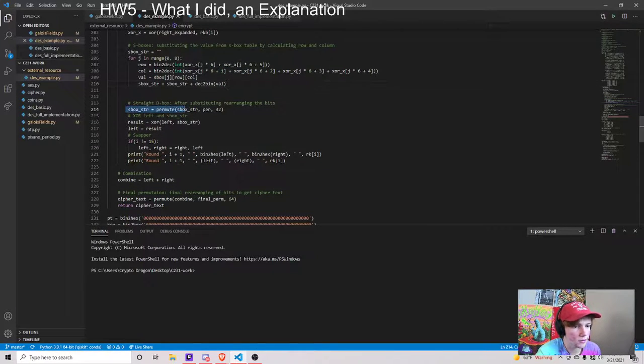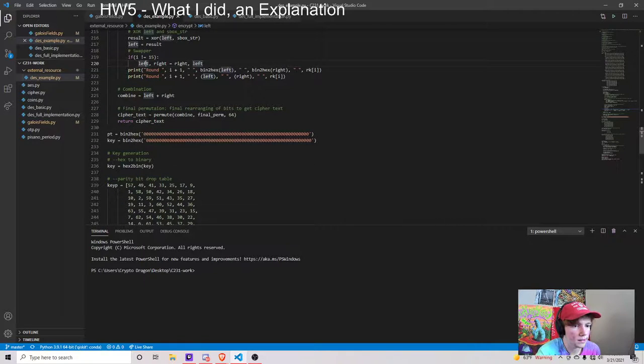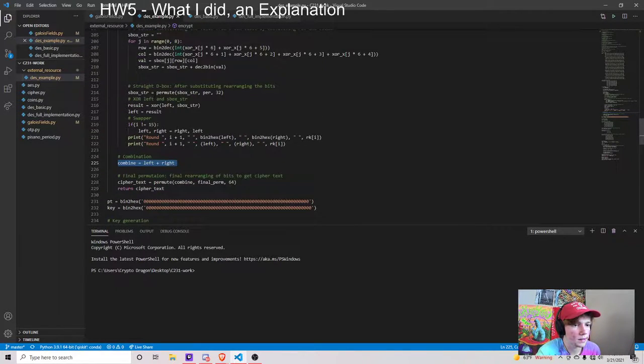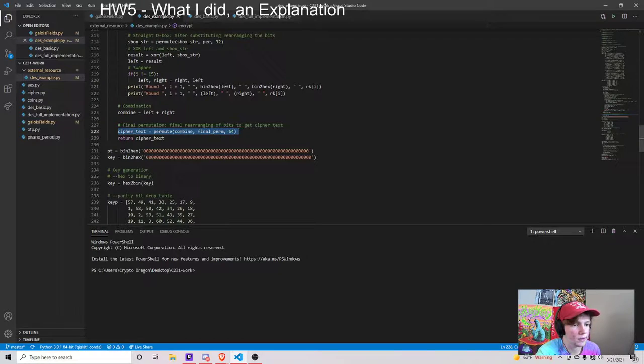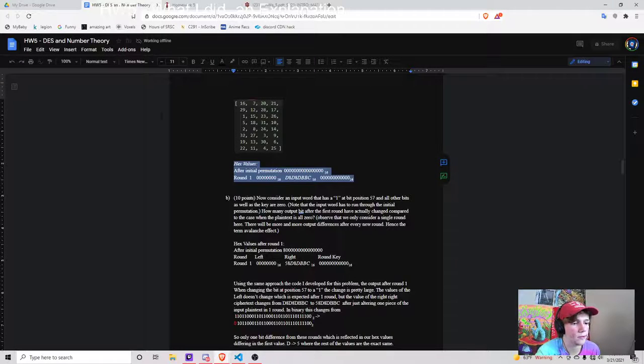So from there you'll create an SBox string, which is the permutation of SBox with that permutation value I showed you above. The result you will then XOR with the left, and then left will equal the result, and you will end up swapping them in this implementation. At the end, you of course combine them, do a final permutation, and then return whatever that final permutation is. So that's how the code works on a high level.